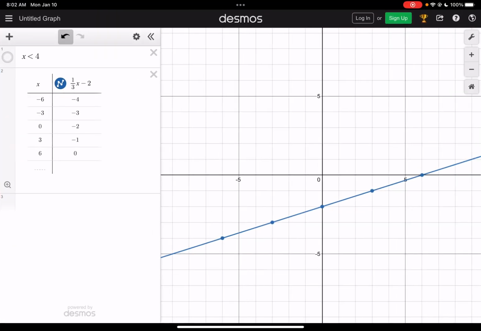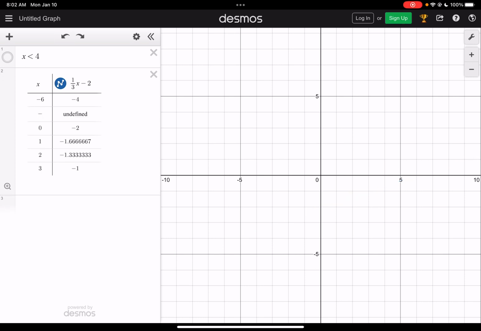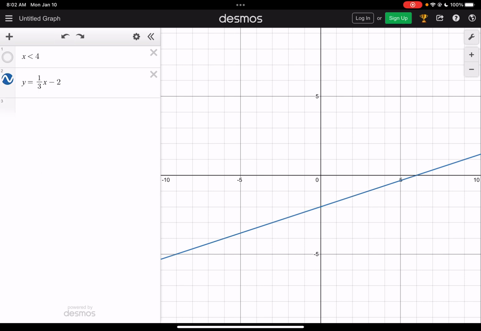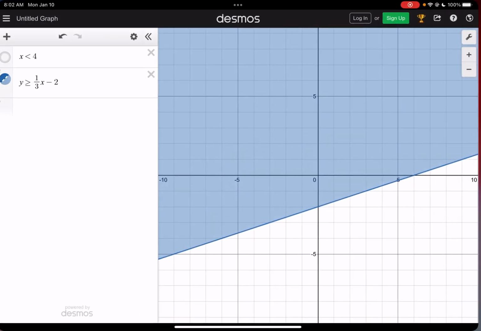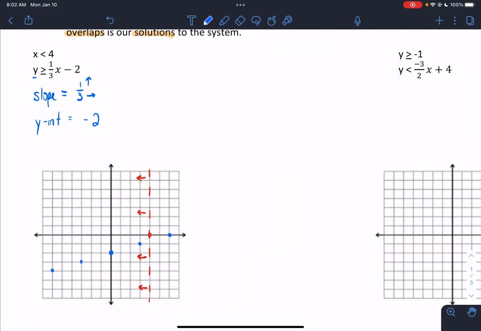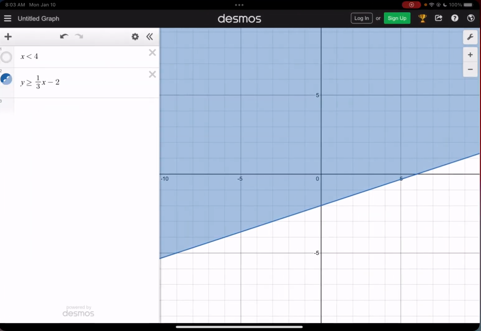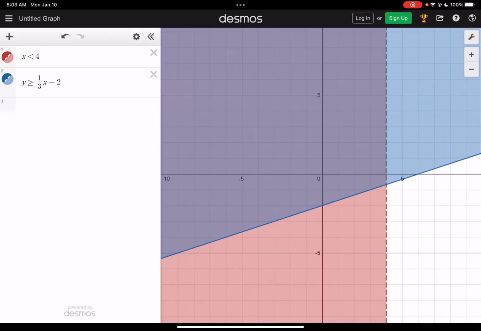And so again, when I go here, I can change this to my sign, which I believe was greater than or equal to. There you go. So it's a solid line that's shaded above. Like that. And again, it's shaded above. Sometimes it's kind of hard to see, but I'm trying to find where my arrows are running into each other. And so what I can do is I can go ahead and put both of these in at the same time.